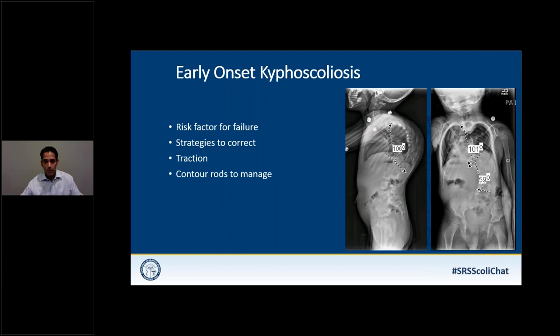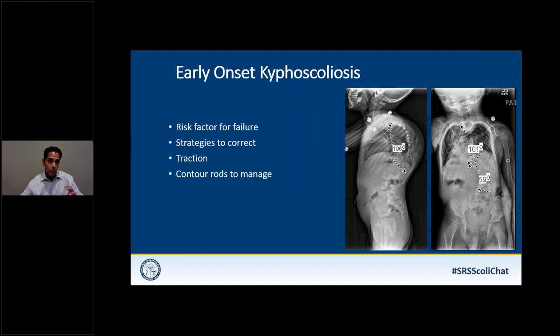Early onset kyphoscoliosis is when the patient is very stooped over. You can see the large hump in the back. This is a particularly challenging patient because we know that the rods are more prone to failure when they're loaded in that mode. Strategies to correct may be useful if we use traction, and we have to pay specific attention to how we contour or bend those rods in surgery to avoid a failure.